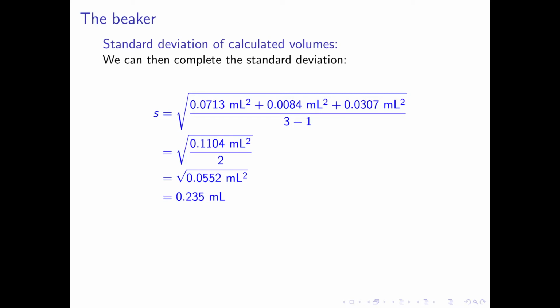0.0713 square milliliters plus 0.0084 square milliliters plus 0.0307 square milliliters, all divided by 3 minus 1. This gives 0.1104 square milliliters divided by 2, or 0.0552 square milliliters. When we take the square root of this value, we have determined our standard deviation to be 0.235 milliliters.